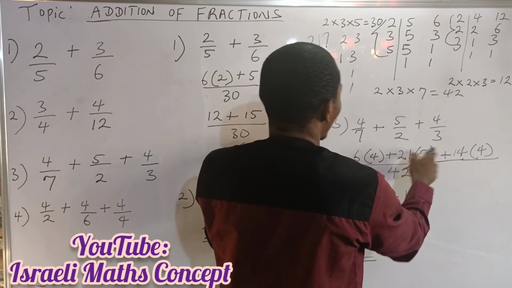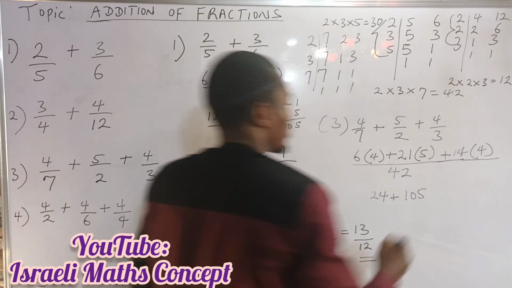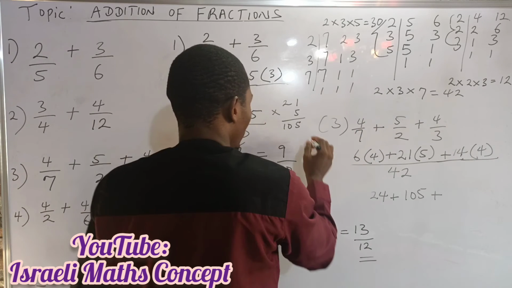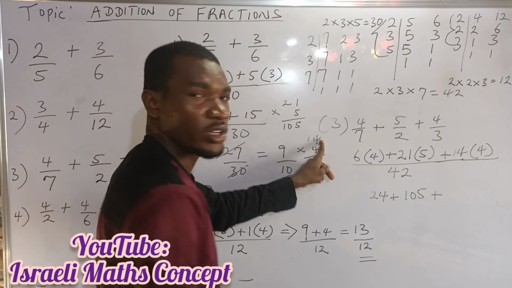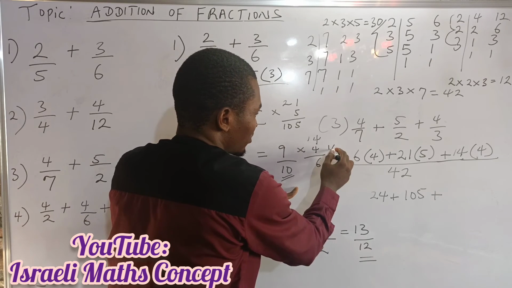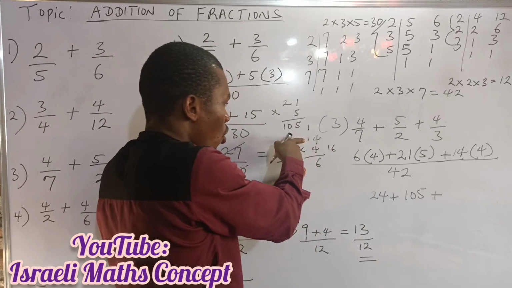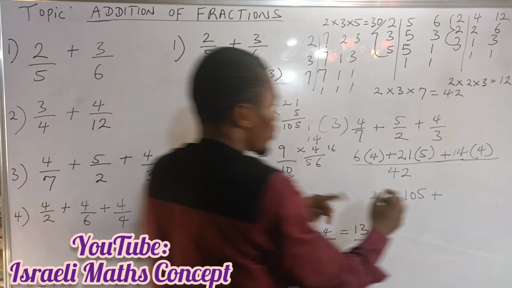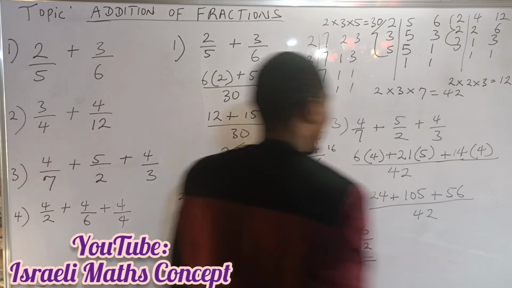So 21 multiplied by 5 obviously is 105. Plus 14 multiplied by 4, the same thing. 4 multiplied by 4 is 16. You write 6 and borrow that 1. Then 4 multiplied by 1 is 4, and 4 plus that 1 you borrowed is 5. So we have 56 all over 42.